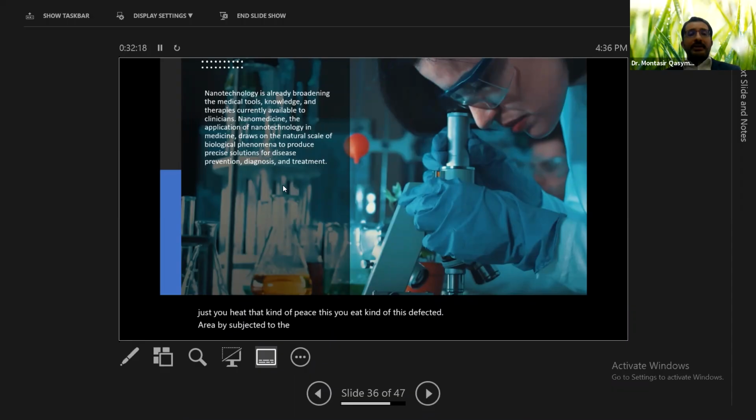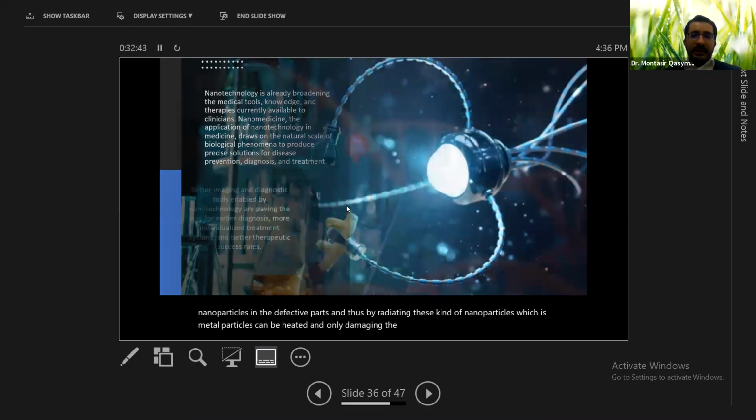Now the problem is sometimes the heat is taking over even good functional parts of your body. Having nanotechnology, you can implant nanoparticles in the defected parts, and thus by radiating these nanoparticles, which are metal nanoparticles, they can be heated, only damaging the cancerous cells. This is a little example.